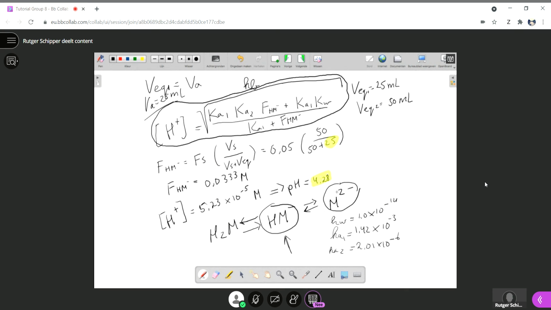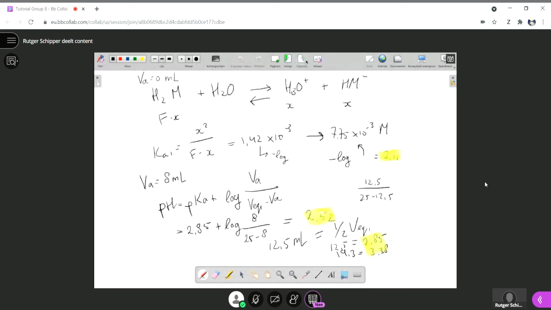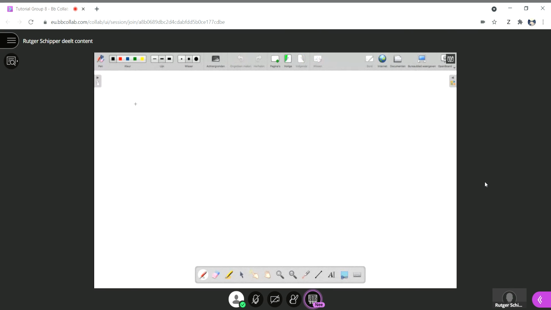So that brings us to the next volume that we add. That is, let's see, 37.5. So there's something about this 37.5, right? Does anyone know which formula to use? So where are we? We are basically in between the two equivalence points, right? Because the first one is 25, and the second one is 50, and 37.5 is exactly halfway.